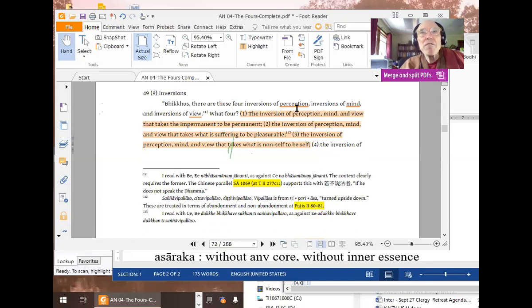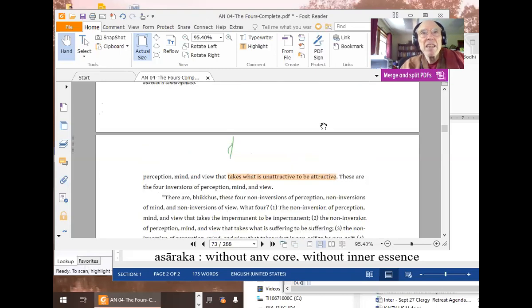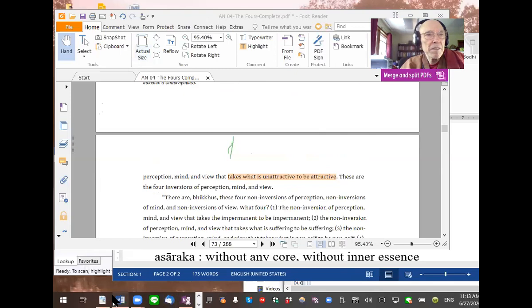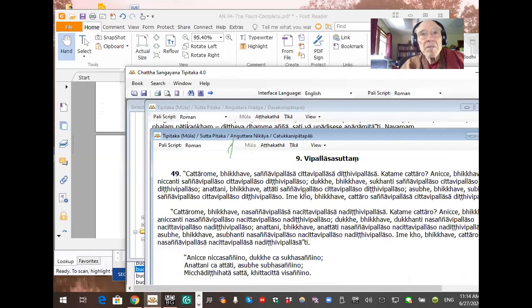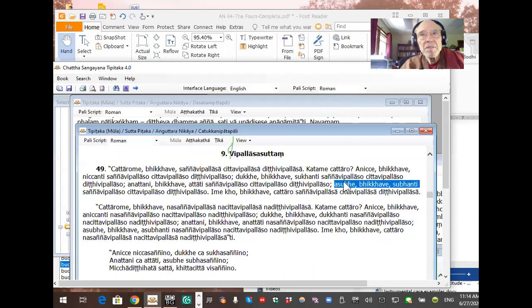Okay, now I said that these first three inversions apply to all five aggregates, but the fourth inversion applies specifically to the body. It's the ascribing to the body the mark of being beautiful or attractive. The Pali term here is, in what is not beautiful, taking it to be beautiful or attractive.